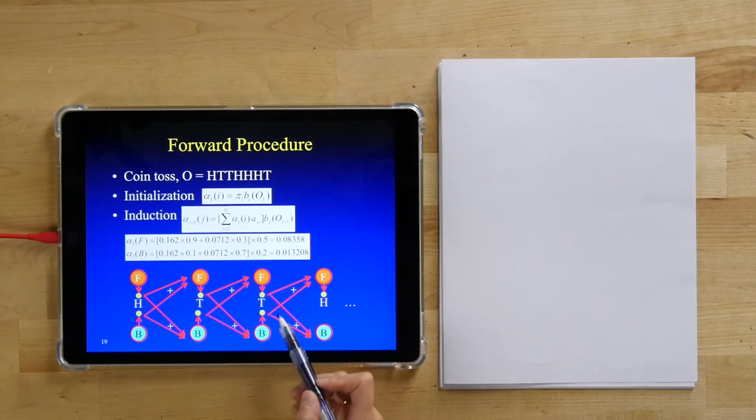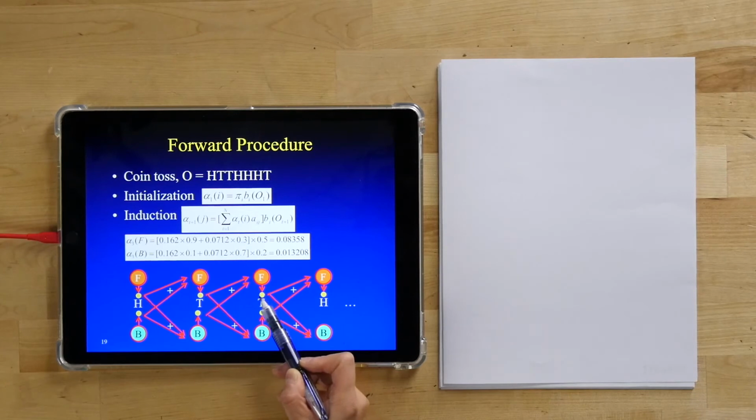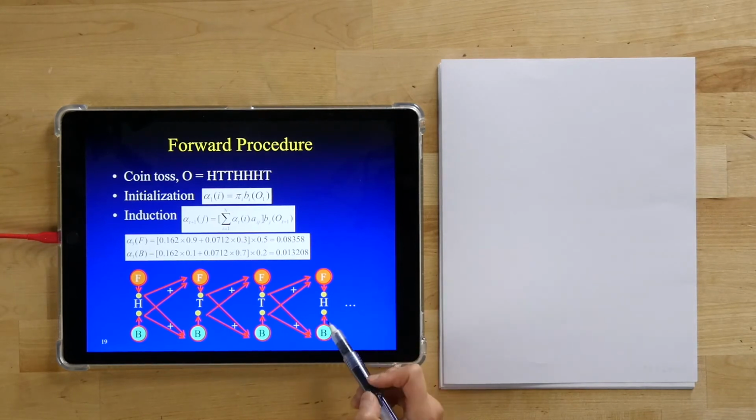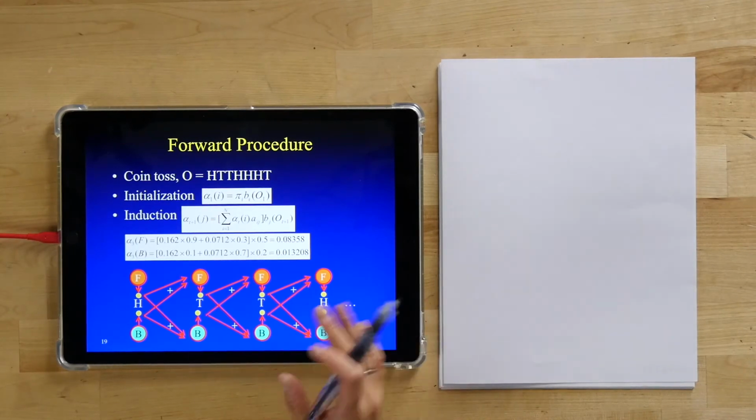Alternatively, we can do this. The alpha 3 fair, transition fair to bias. The alpha 3 bias, transition from bias to bias, I add them together. And now I'm using a bias coin, but from the bias coin, I need to give out a head, which is the emission probability. And so you can just keep going.